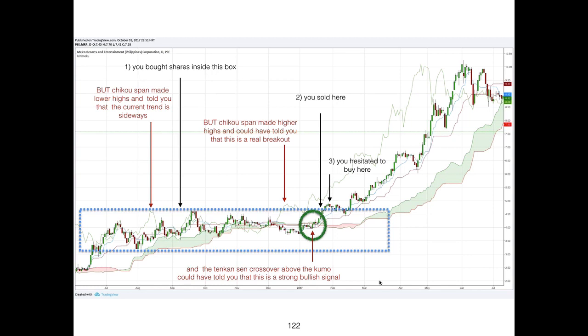You hesitated to buy here. But the Kumo twist could have told you that it's all right to buy because the sentiment is now bullish. The Kumo had turned from red to green and is more likely to go upward than to go back to a sideways mode.